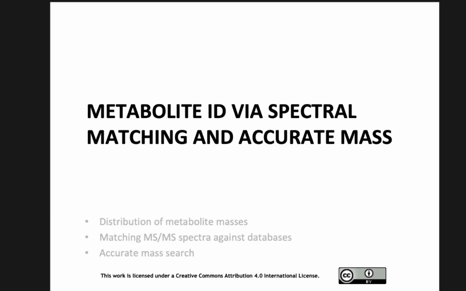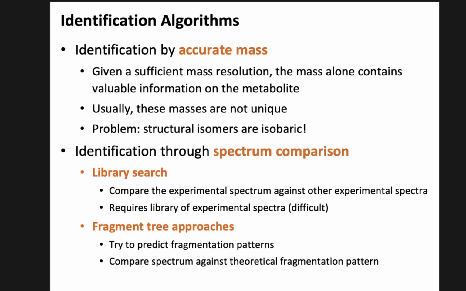All right. But now back to my core topic. Knowing what I just told you, where you find the data, that's one thing, but identifying metabolites based on that, that's a different story. So we will talk about the distribution of metabolite masses, because that's a surprisingly interesting topic and perhaps unexpected to some of you, how they're distributed. And we will then look at two different methods, matching of MS-MS spectra against databases and accurate mass search. And then I will talk a bit more about database searches, something that I added very recently.